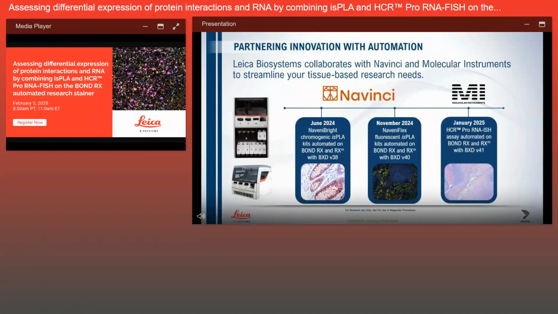That is kind of a high-level overview of the Bond and its functions and capabilities. These allow us to collaborate with partners such as NaVinci and Molecular Instruments to streamline your tissue-based research needs. These partnerships are available on the BondRx as preloaded reagents and protocols with the following BXD version updates.